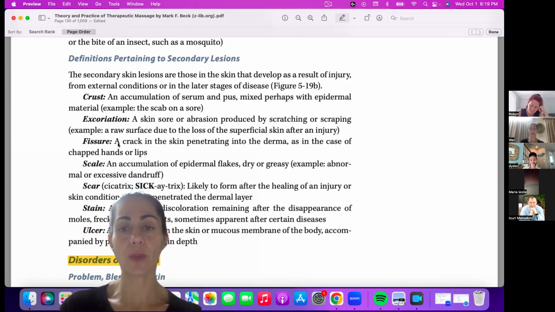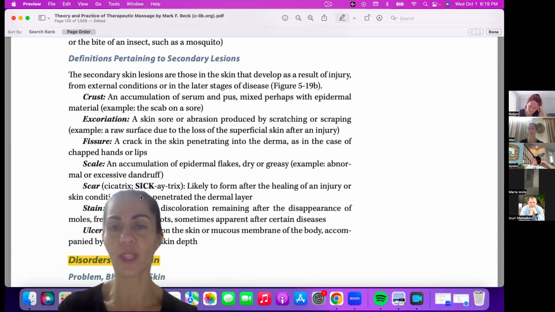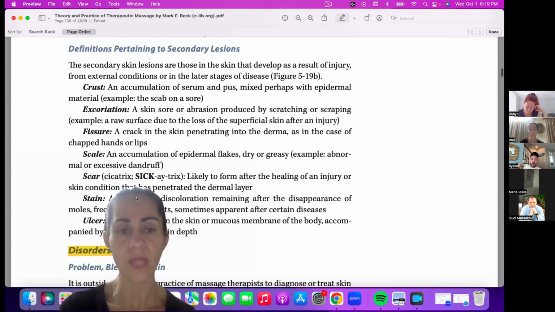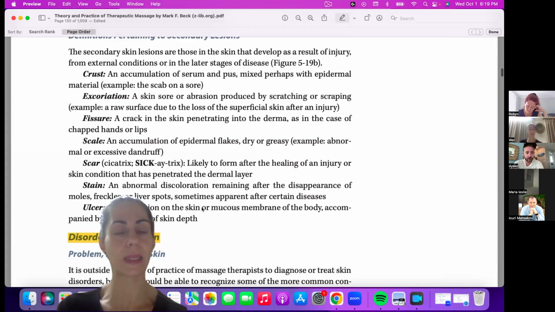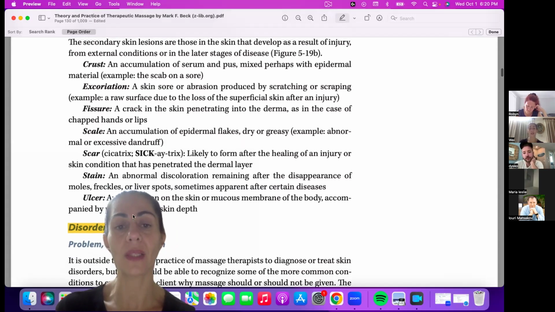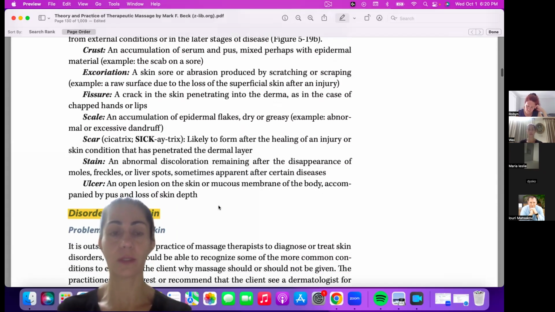Scar, on the other hand, it forms after healing. That's pretty much where you're going to be a lot, with more scars than anything. If you work with athletes, people that maybe hurt themselves, and nothing contagious about that, but you definitely will feel the layers of the scar. And stain, it's an abnormal discoloration remaining after an appearance of a mole, freckle, liver spots, and sometimes appears after certain diseases. Ulcer, it's an open lesion on the skin or mucous membranes of the body, and may have pus, and there might be loss of skin.